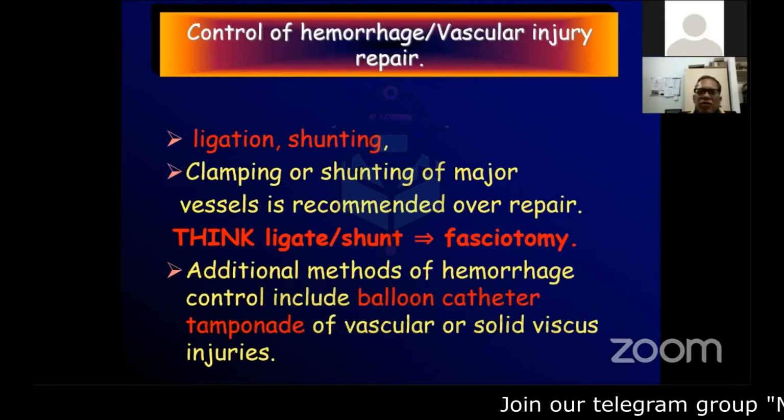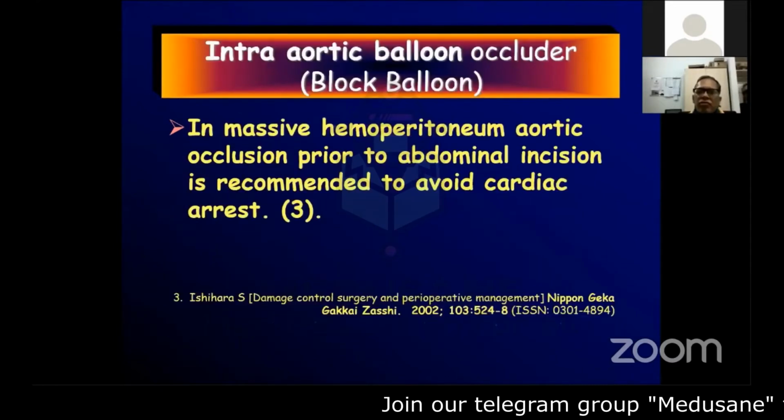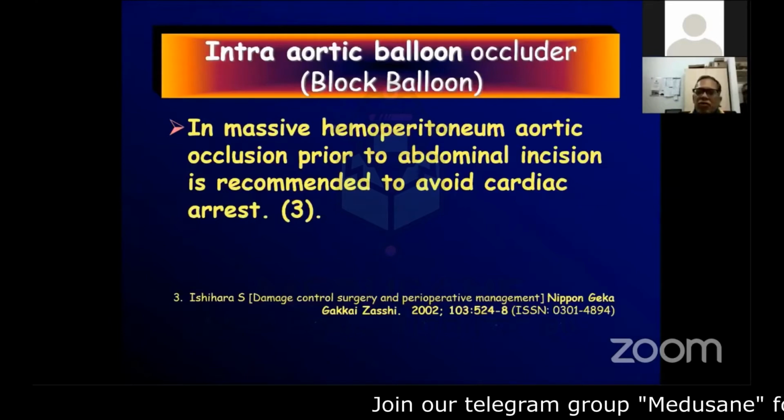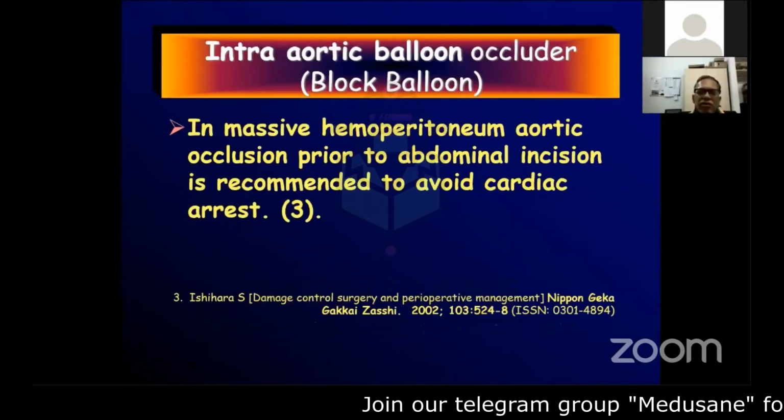These are quick methods. And think of doing a fasciotomy for a limb injury. In the abdomen, you can keep the abdomen open. That's a laparostomy, but with bleeding you cannot have the tamponade. An additional method: if there is severe bleeding you cannot control, the best is to put a balloon catheter in the thoracic aorta and inflate the balloon before you open the solid viscera. If you do not do this and there is severe hemoperitoneum, the patient will quickly go into cardiac arrest and you cannot resuscitate.